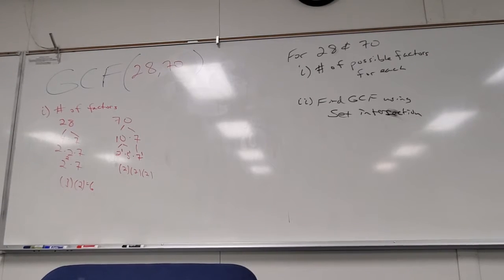And sure enough, how many factors do I get? 1, 2, 3, 4, 5, 6, 7, 8. Of course I get 8, because I got 2 times 2 times 2. Okay.